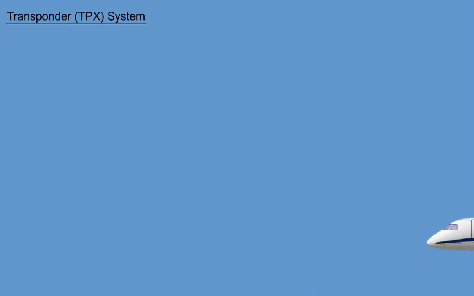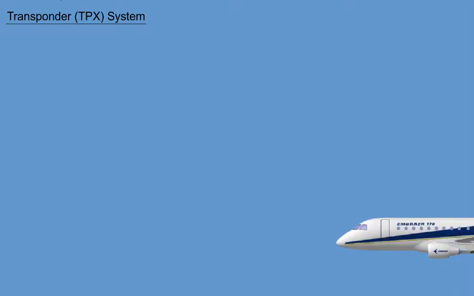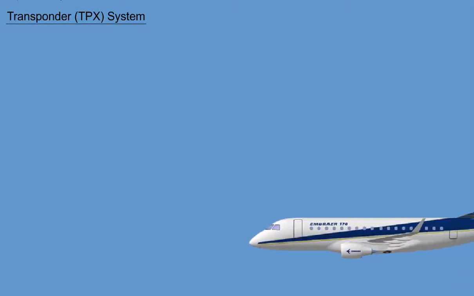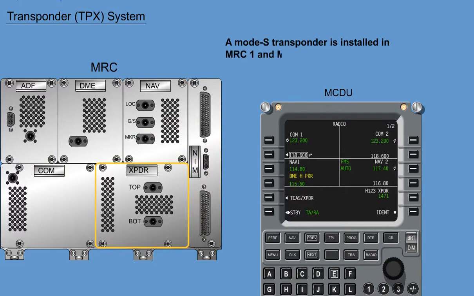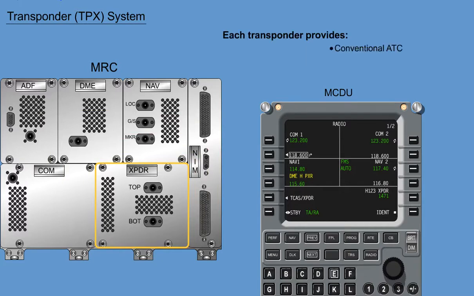The transponder system is an integrated part of the Epic avionics suite. Transponder, XPDR. A Mode S transponder is installed in MRC1 and MRC2. Each transponder provides both conventional and enhanced ATC functions.